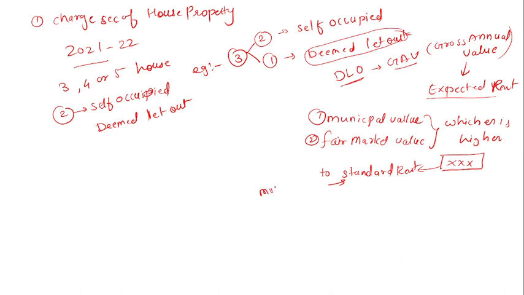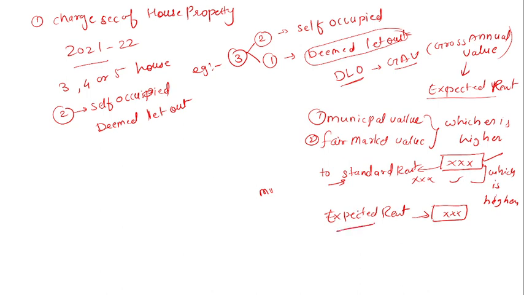This standard rent is decided by the municipal corporation according to the locality. After that, we compare the standard rent with the earlier amount, and whichever is higher, we take that amount. That is our expected rent.